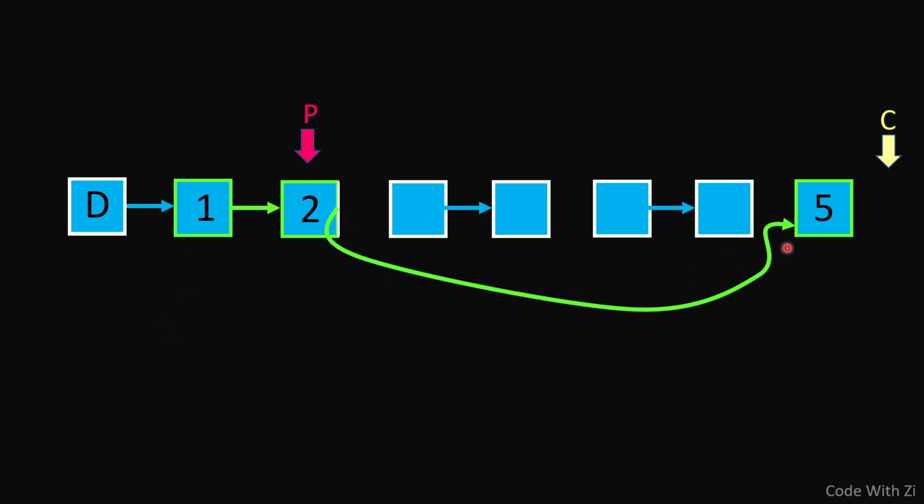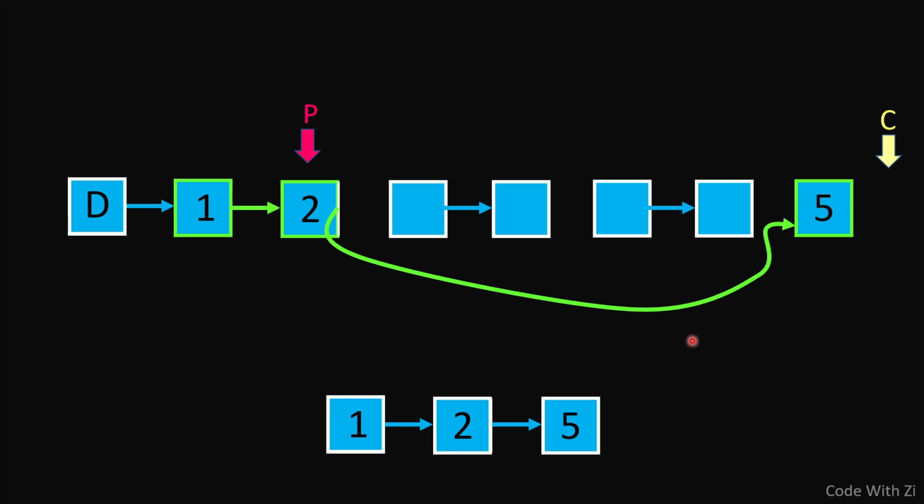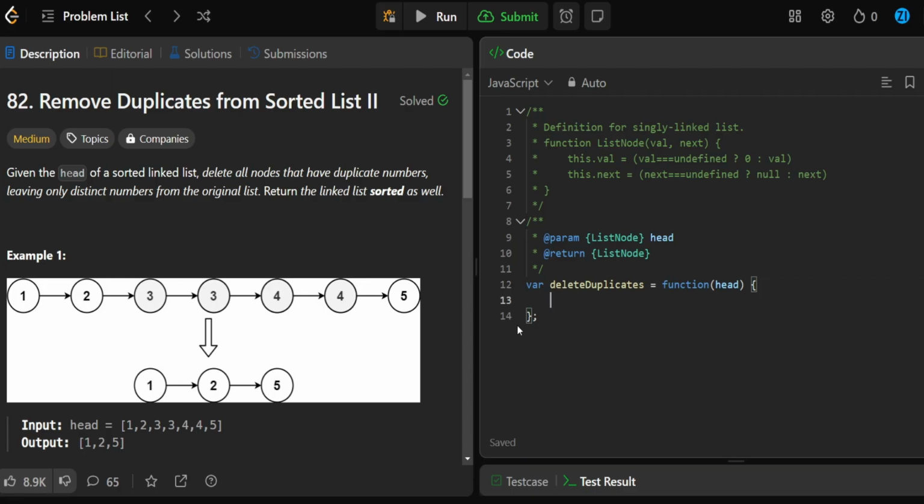As you can see, 1, 2, 5 is basically the linked list that we saw in the beginning of the video. As you can see, 1, 2, 5, 1, 2, 5. And this is how we solve this. Now let's code this in the simplest way possible. Alrighty, let's code this together.